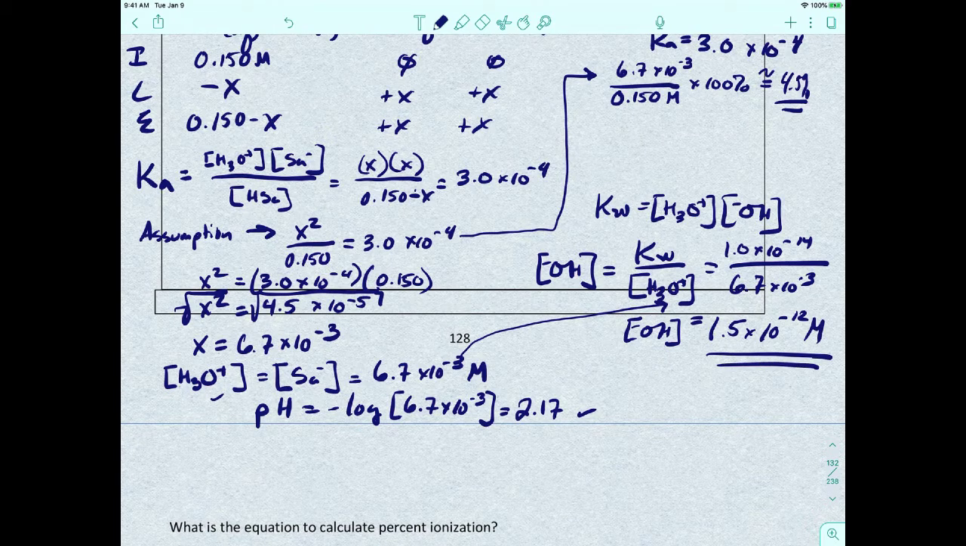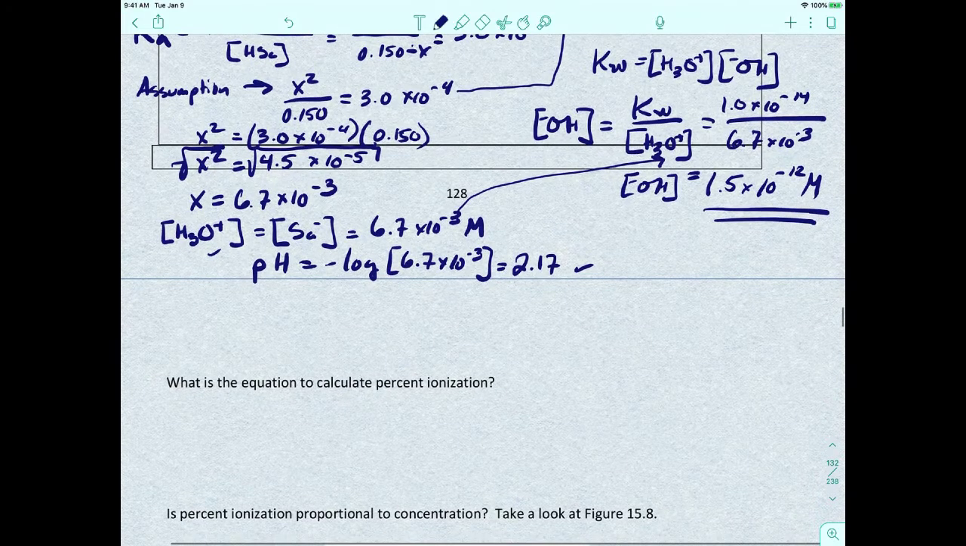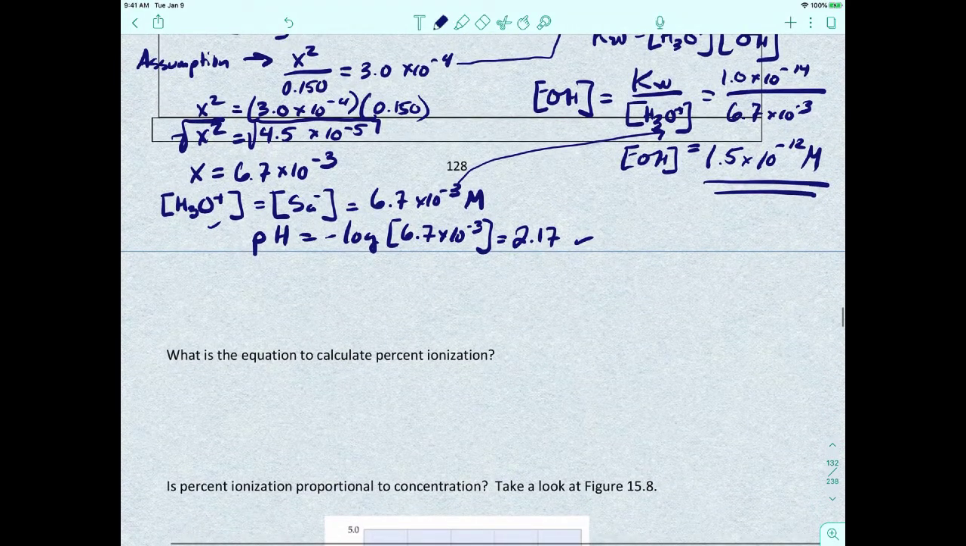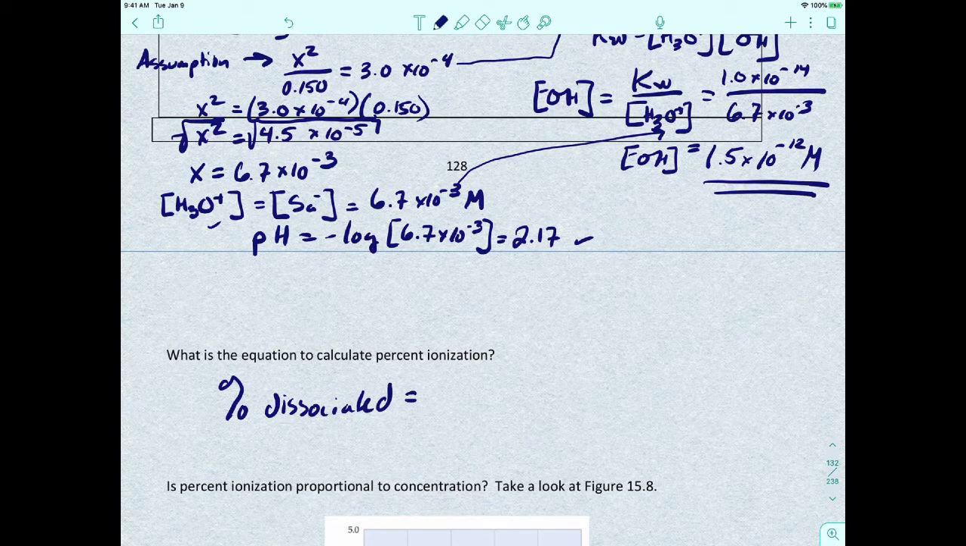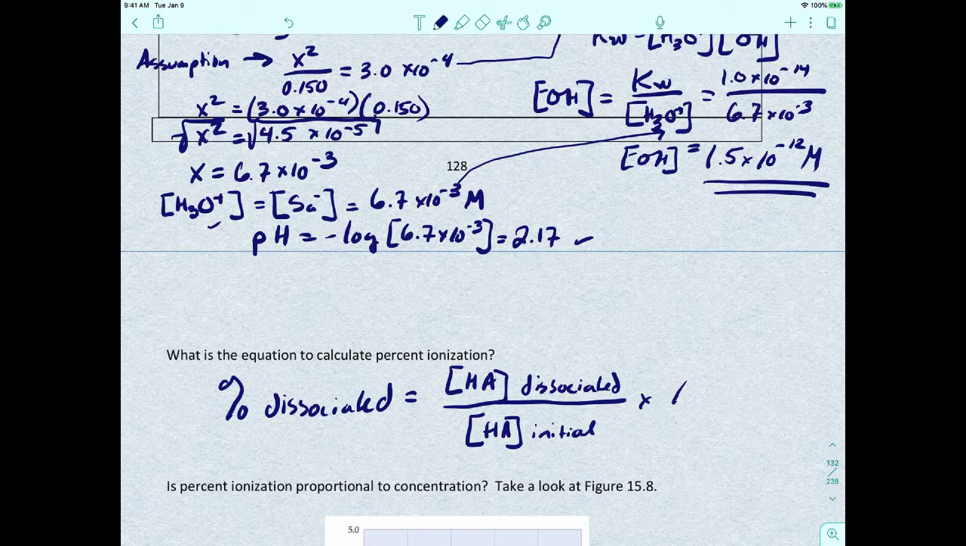So that's pretty much how we do this problem. I know we talked about percent ionization already, but just to be clear, what is the equation to calculate percent ionization? The amount dissociated is going to be equal to the concentration of acid that was dissociated divided by the initial concentration of the acid times 100%.